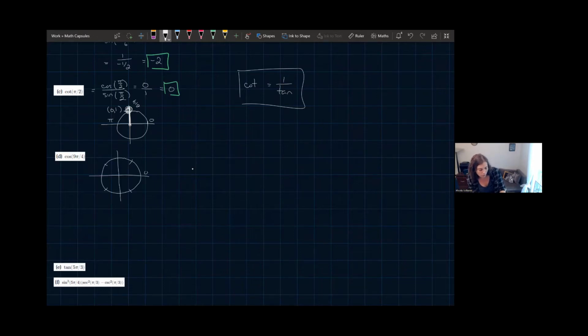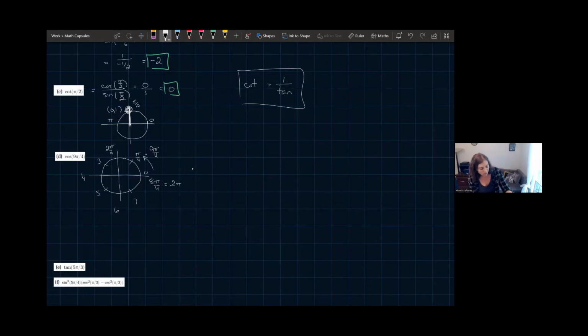So 0, 1 pi on 4, 2 pi on 4, 3, 4, 5, 6, 7, 8 pi on 4 brings me around to where I started. And I need to keep going one more. So if I keep going, I get 9 pi on 4 is in the same spot as 1 pi on 4.